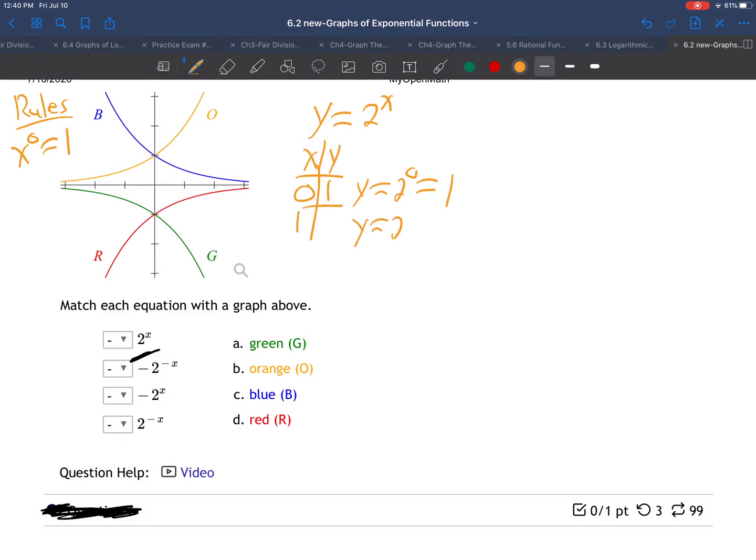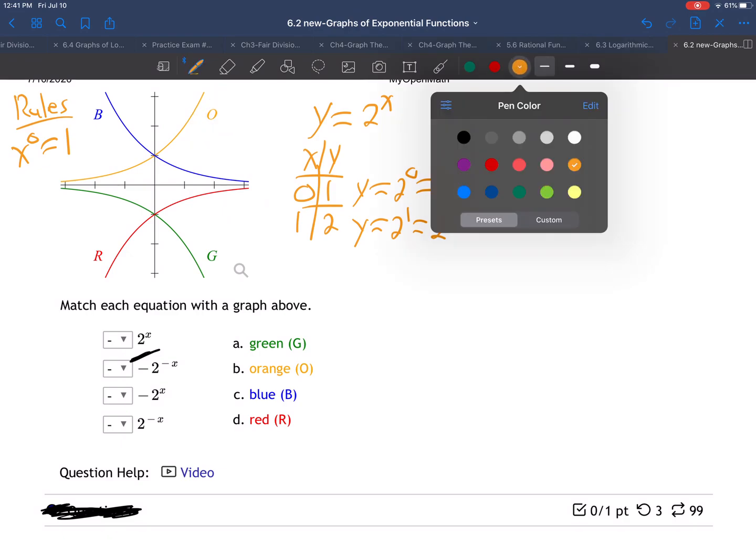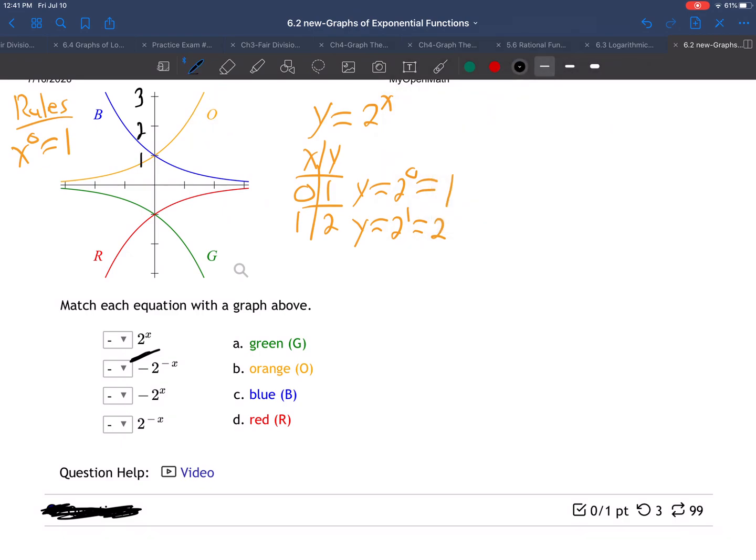Let's plug in 1. 2 to the 1, that's 2. So which graph goes through 0, 1? Right here, there's over 0, up 1. And over 1, this is 2. And there it is. 1, 2, 3, negative 1, negative 2, negative 3. All right, and that's the point 0, 1, boom, and 1, 2. Look at that. It must be the orange one. So this is the orange one.